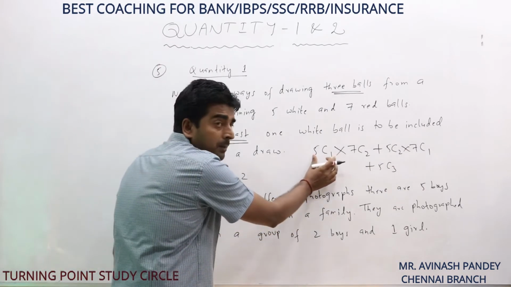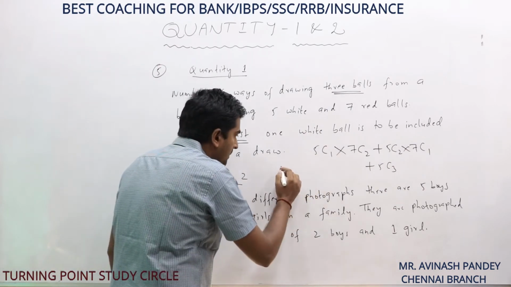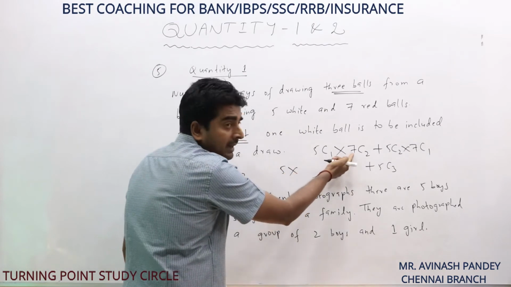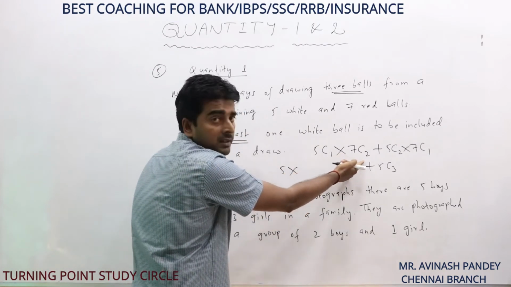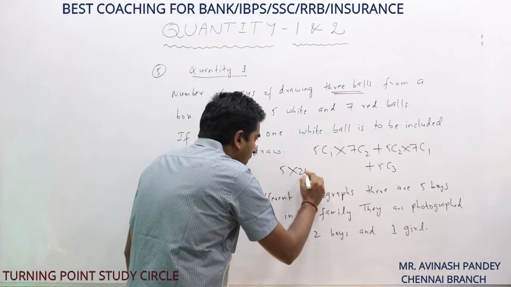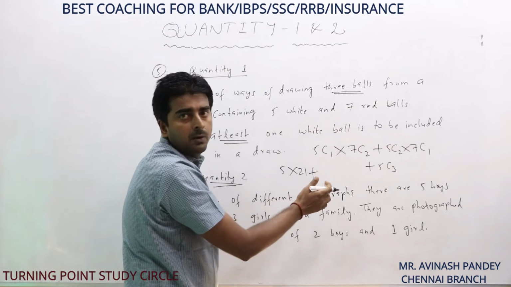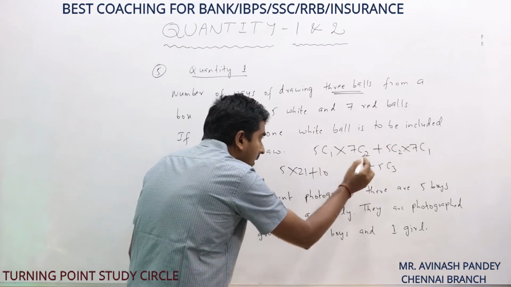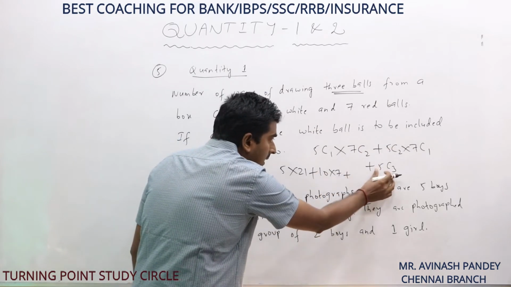You know very well the meaning of 5C1. 5C1 is nothing but 5. 7C2 is n into n minus 1 by 2. NC2 is n into n minus 1 by 2. So 7 into 6 by 2, which is 21, plus 5C2, which is 5 into 4 by 2, which is 10, into 7, and 5C3.